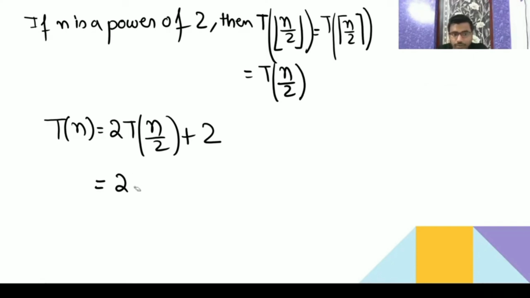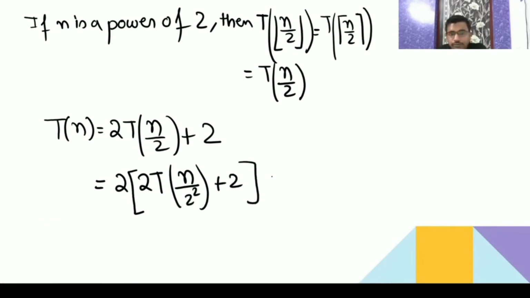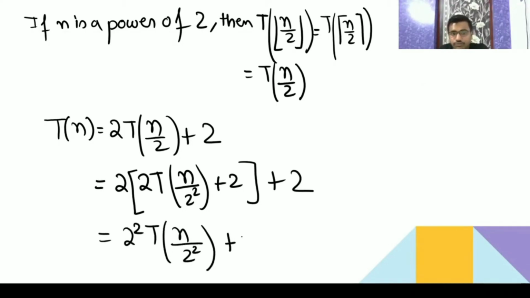So for n by 2, it will go into 2, n by 4, it will divide into 2. So that is going to be 2 square also, you can say. Then plus 2. So 2 square T(n/2 square) plus 2 square. See, 2 into 2, 2 square. Now again I will break this T(n/2 square).